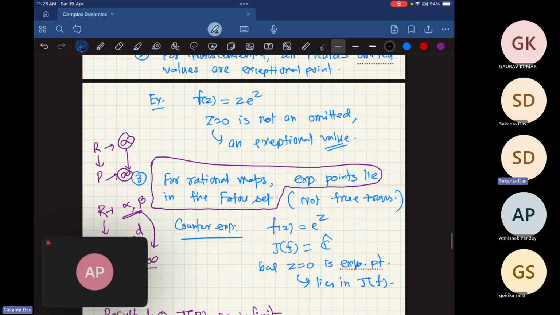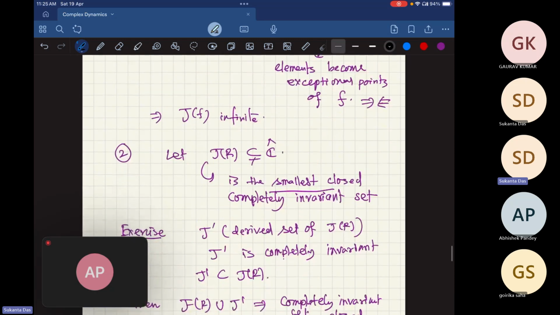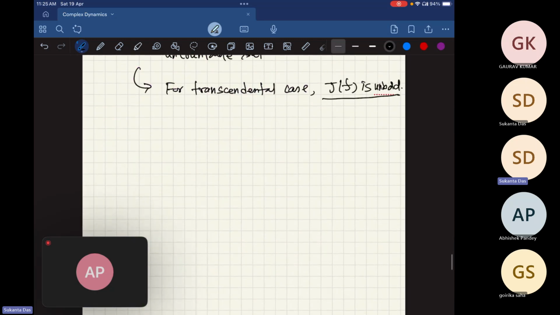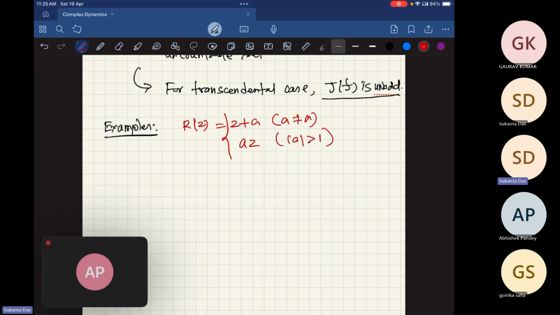These are the properties. Okay, maybe I will give some examples and then move on. So if you take a rational map of this form, say a translation, or if you take R of z to be az where modulus of a is strictly greater than 1, then you can find that the Julia set of R is empty in this case.